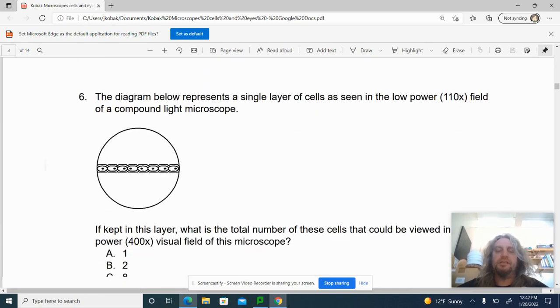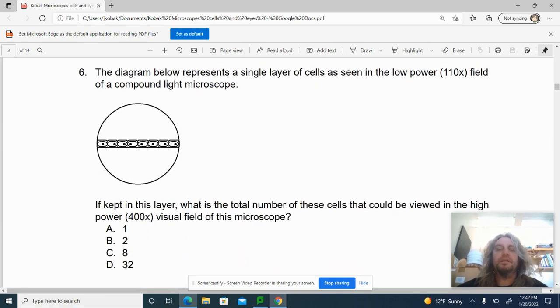Question number 6. The diagram below represents a single layer of cells seen in low power, 110x, in the 110x field of view of this microscope. If kept in this layer, what is the total number of cells that would be viewed in the high power or 400x visual field of this microscope? A, 1, B, 2, C, 8, D, 32.